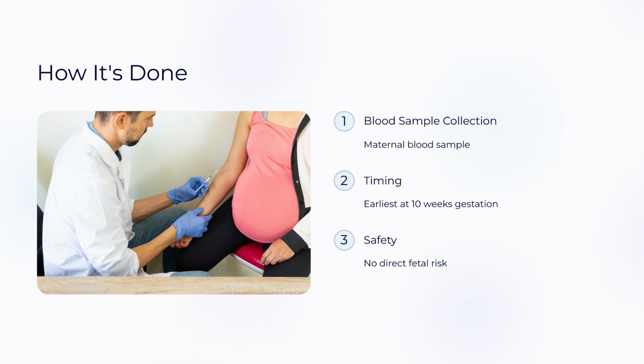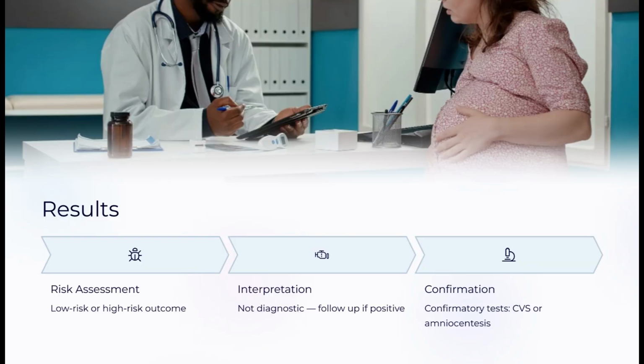cfDNA screening is done through a simple maternal blood draw, starting as early as 10 weeks gestation. Since it requires no contact with the fetus or uterus, it poses no physical risk to the baby. Results are reported as low risk or high risk for specific conditions. It's essential to note that cfDNA is a screening test, not diagnostic. If results are high risk, diagnostic confirmation is required through Chorionic Villus Sampling or CVS or amniocentesis.